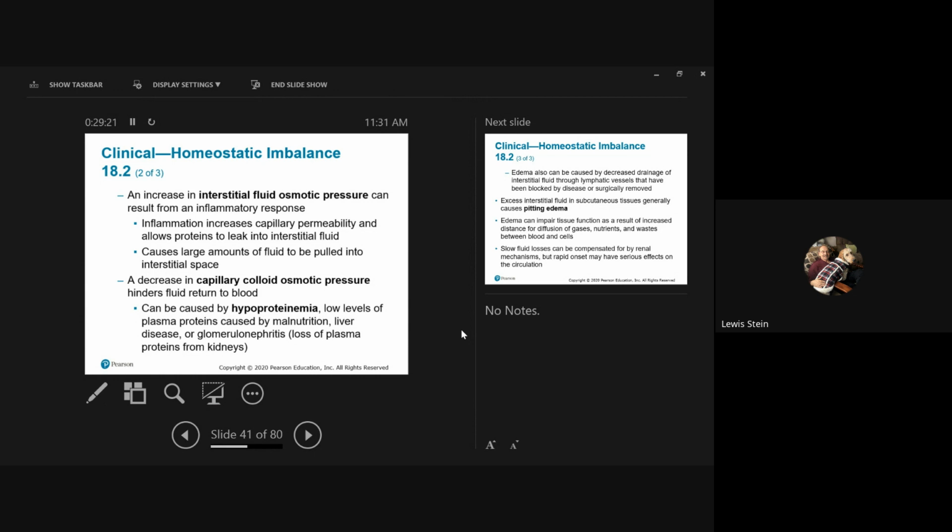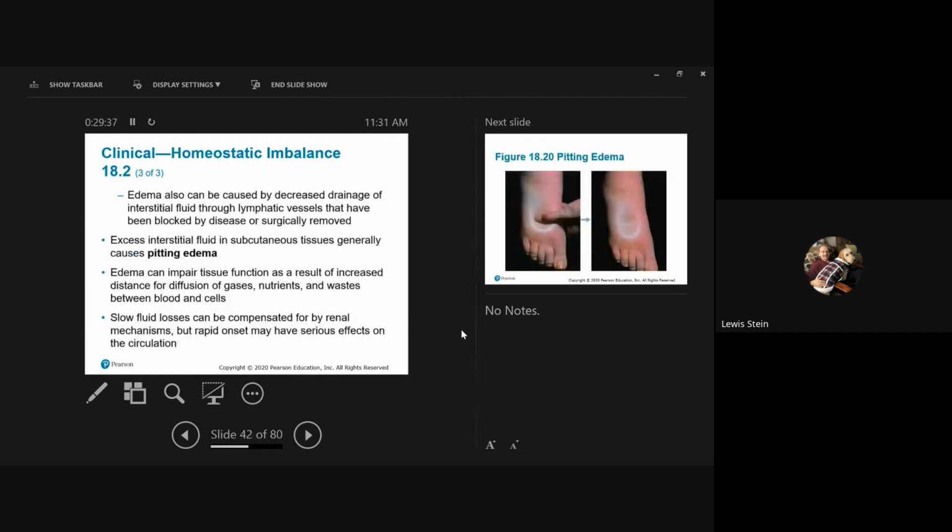Okay. So hyperproteinemia, and that's from malnutrition. Whether it's liver disease or problems with the kidneys themselves, and there's kidney damage, whenever we see proteins in the urine, it's a big problem. That's part of it as well. So here's the quick look-see at it.